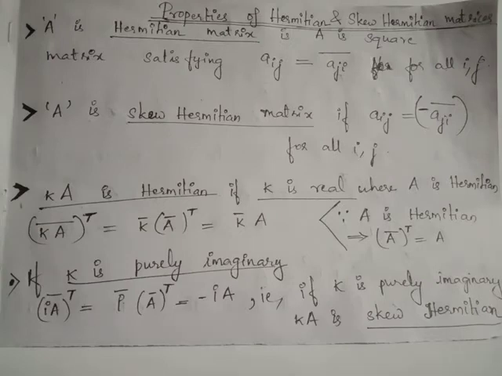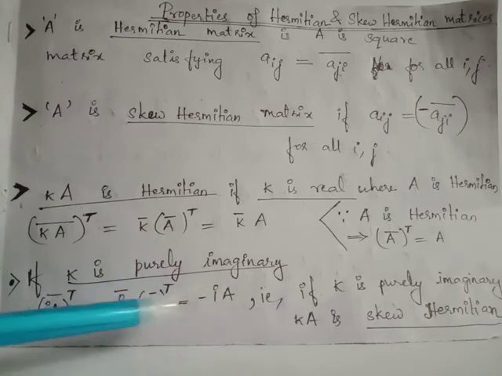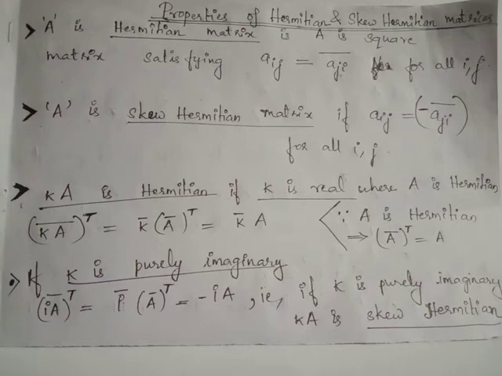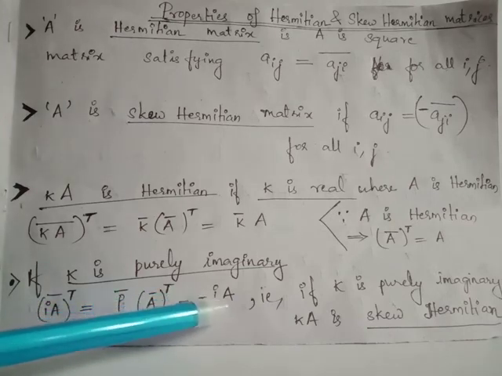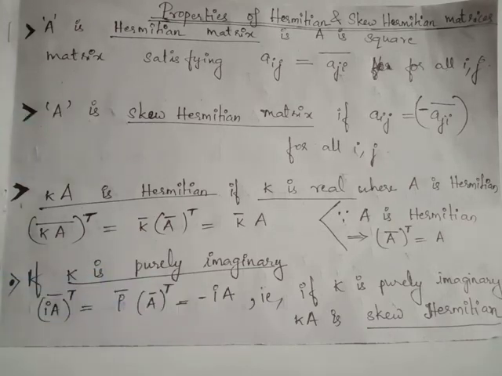If K happens to be a purely imaginary quantity, suppose we take i, then we have iA, the whole conjugate transpose, equals i conjugate into A conjugate transpose, which can be written as minus of i into A, because A conjugate transpose can be replaced by A from the definition of Hermitian matrix, since we have assumed A as a Hermitian matrix, and the conjugate of i is minus i. Thus we obtained i times A, the whole conjugate transpose, equals minus of iA. So this is the property of a skew Hermitian matrix.